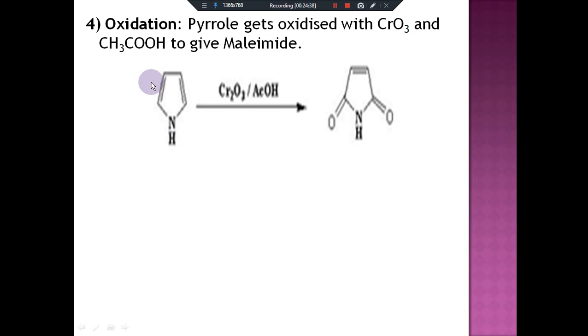And finally, the oxidation. Pyrrole gets oxidized in the presence of chromium oxide and acetic acid to give maleimide. This is maleimide. So pyrrole on oxidation in the presence of chromium oxide and acetic acid gives a compound known as maleimide.